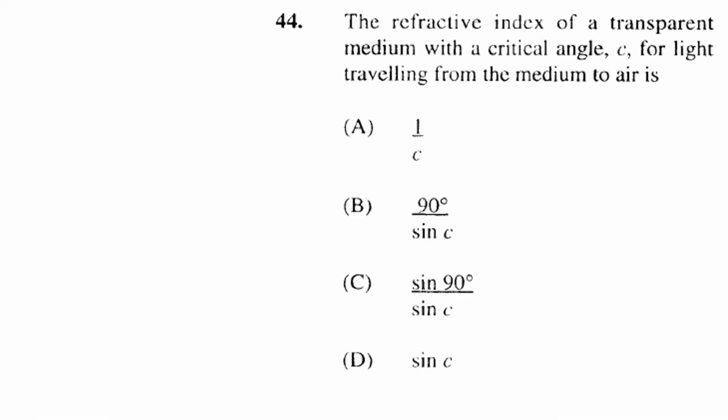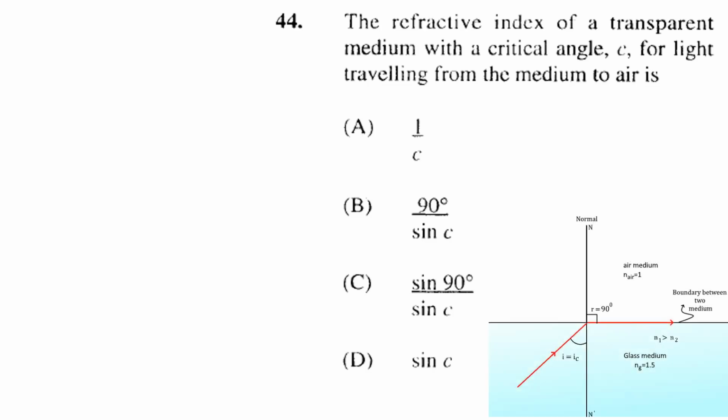Number 44. The refractive index of a transparent medium with a critical angle C for light traveling from the medium to air is A, 1 over C, B, 90 degrees over sine C, C, sine 90 degrees over sine C, or D, simply sine C.